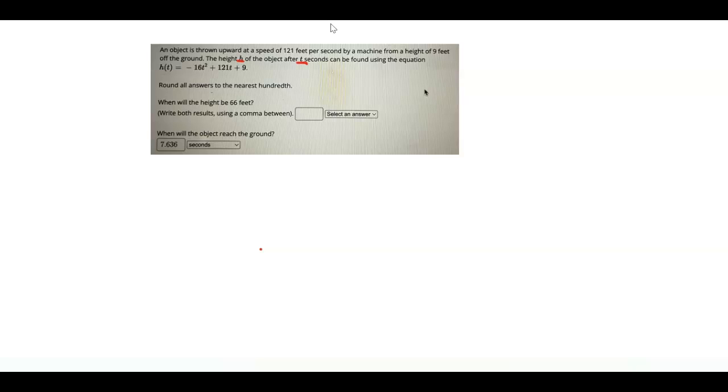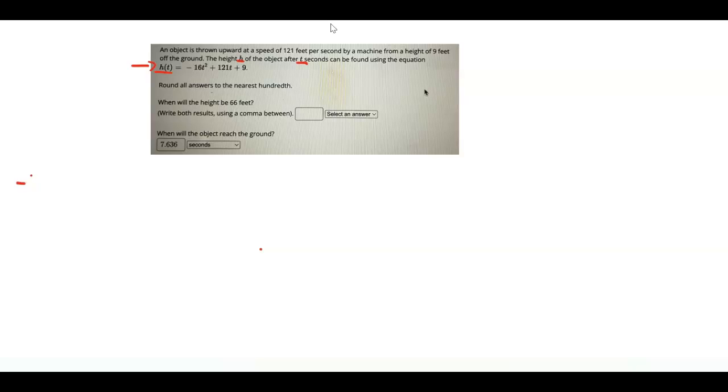Okay, let's look really quick at this equation. When we see h of t, this means what is the height after so many seconds, where t is the time. So this is basically our height, and t represents how many seconds have passed. This first part asks, when will the height be 66 feet? So we're asking, what is the time that has passed when the height is 66 feet? And so what we will do here is we'll put 66 in for h.